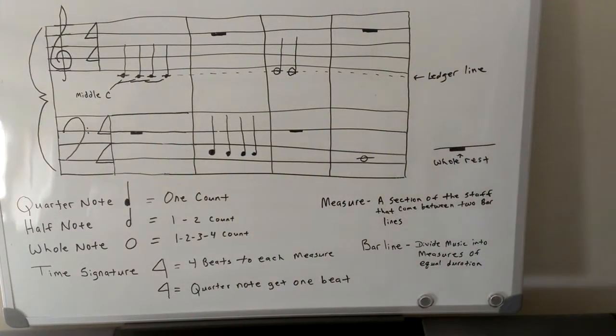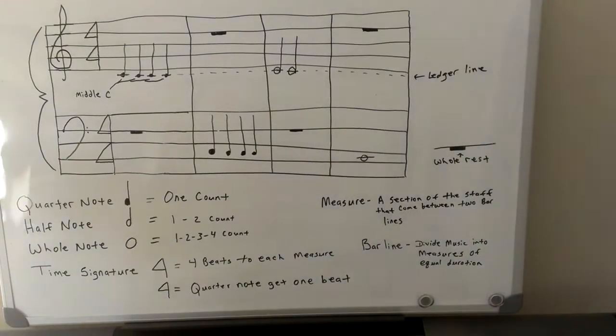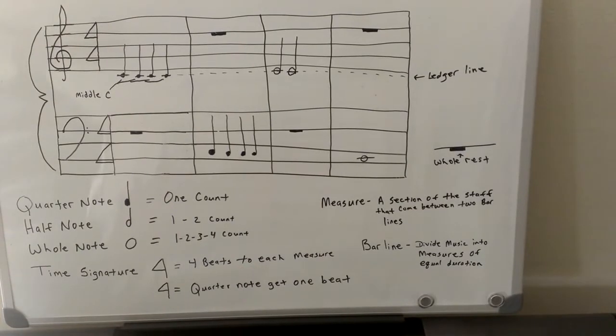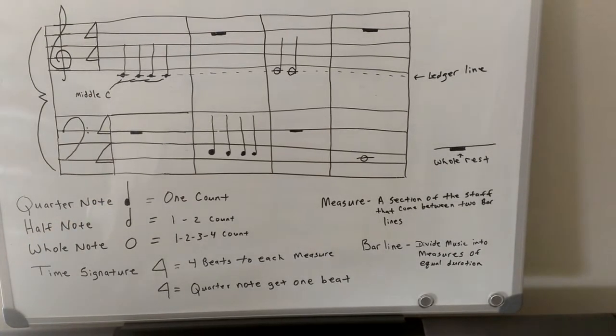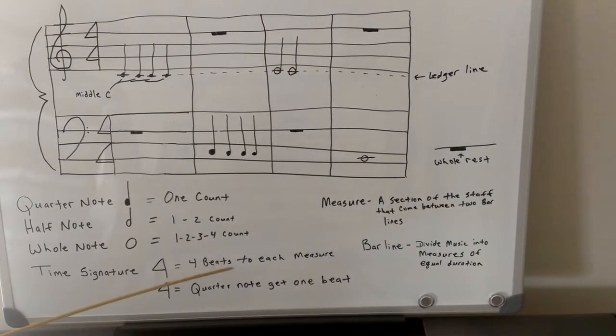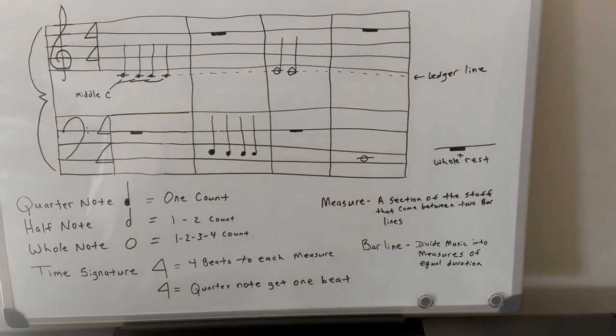On this lesson we are going to go over some of the notes within the grand staff that we have up here. We have a quarter note, but first let's go to the time signature. We have a 4/4 time signature. The top 4 means 4 beats to each measure. What is a measure?